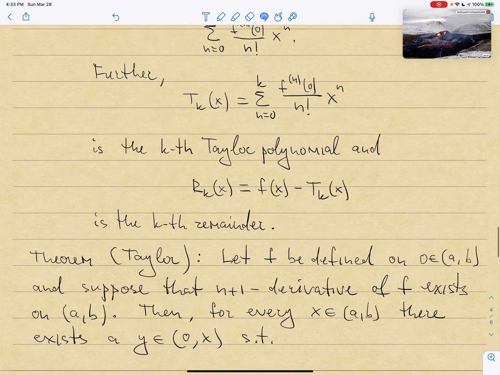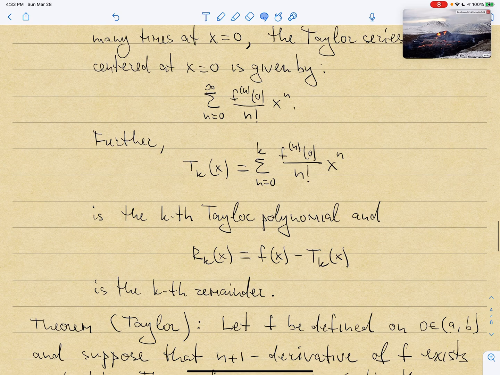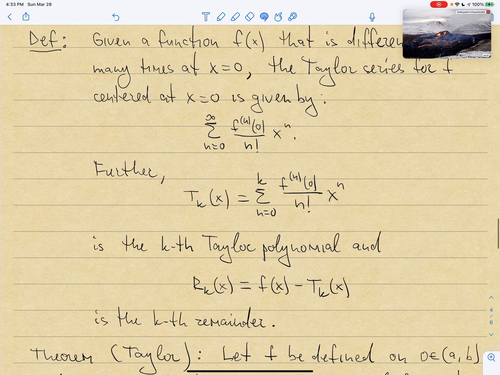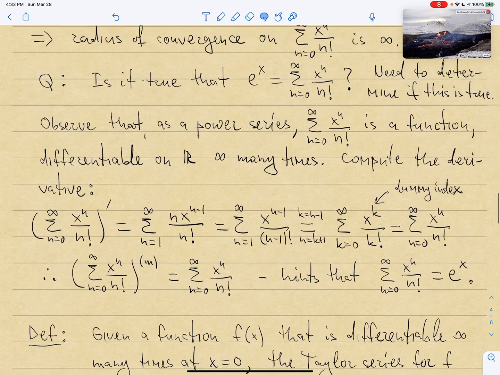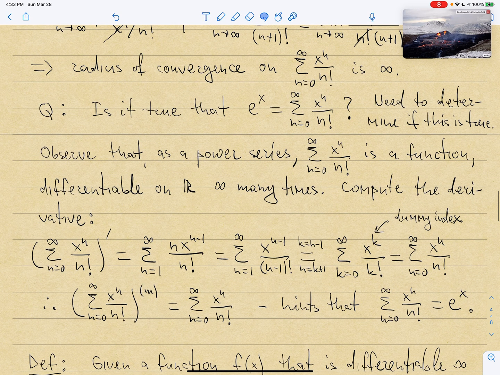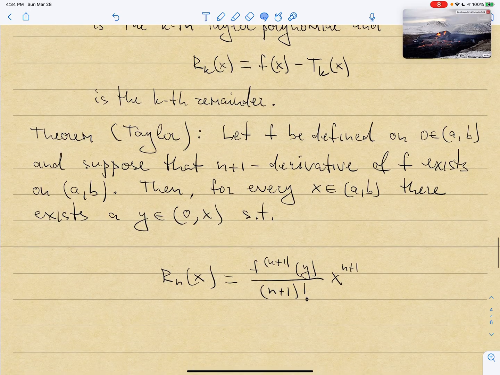So then again, recall that our principal goal right now is to show that a function f of x is equal to the sum of its Taylor series, right? Like we were discussing before. For the function e to the power x, we figured out that its Taylor series looks like this, but whether or not e to the x is equal to the sum of a Taylor series, we don't know. So that's what we're going to try to establish by using the Taylor theorem.